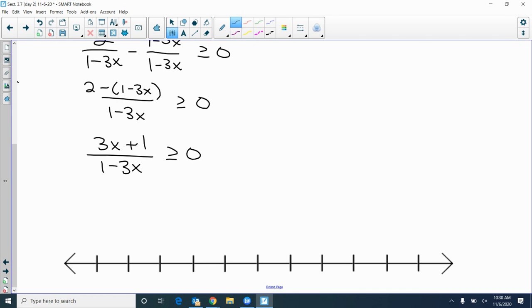You can flip that around if you want. They're really close to each other, but they are not the same. All right, we just got to find where the numerator equals 0 and the denominator equals 0.